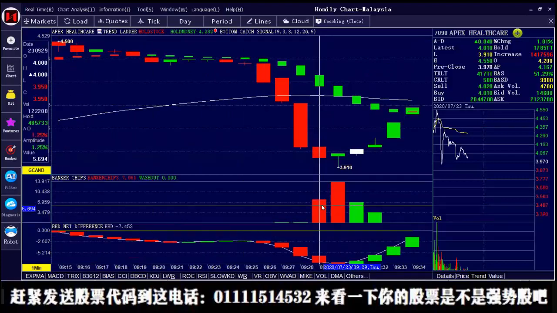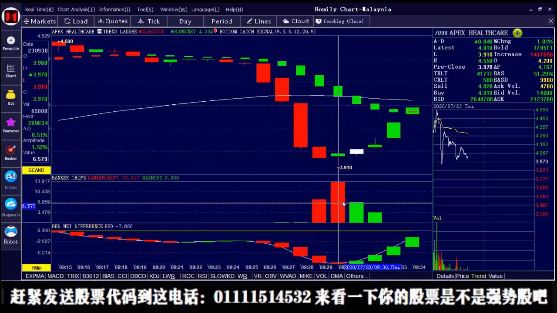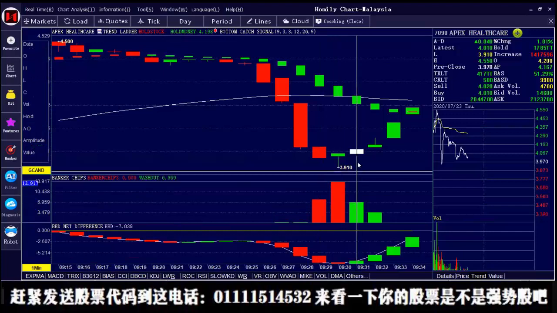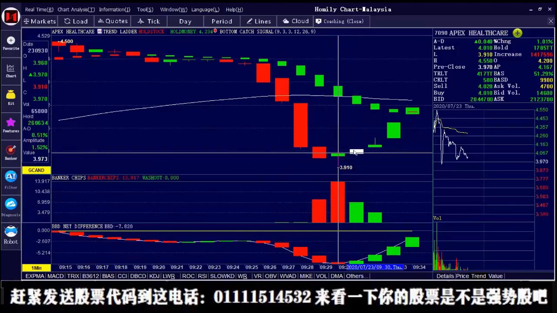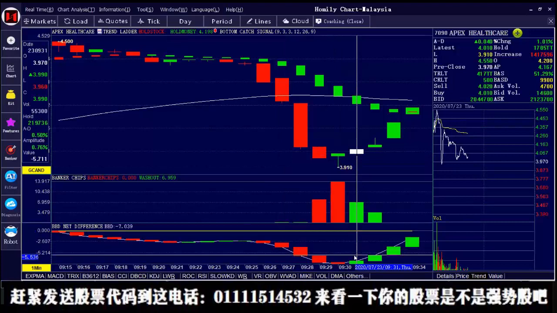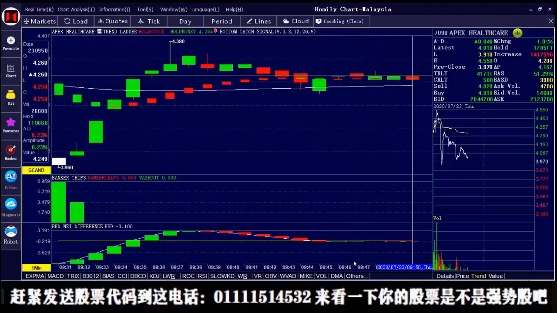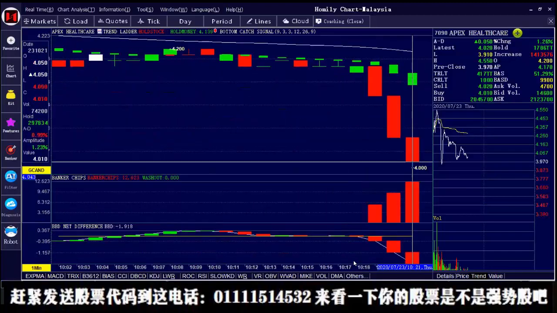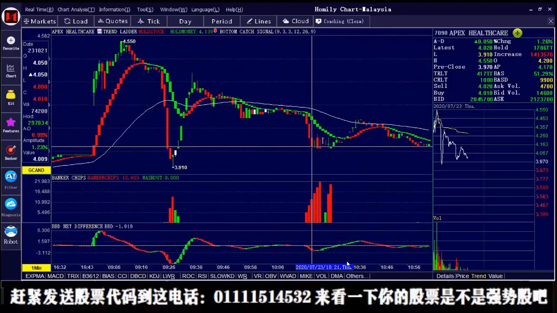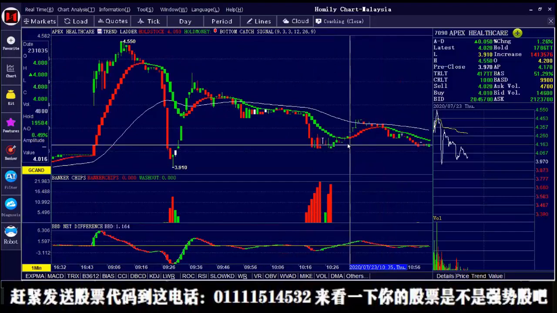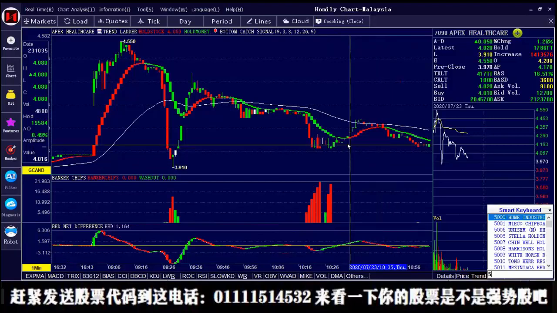There, the banker appears. When the banker appears, what you should read is the white candle. Once you see the white candle appear, and also the big deal turns green, there should be the buy point. And another example is 5219.